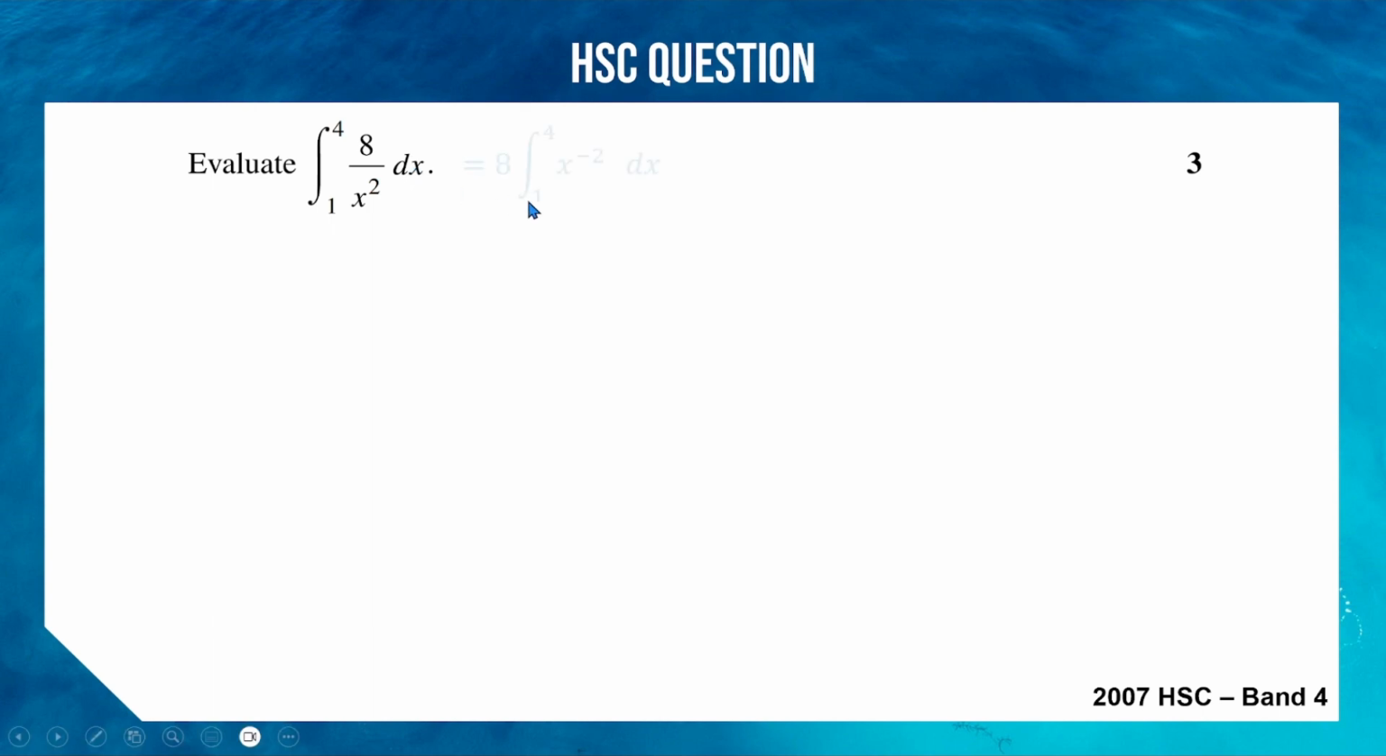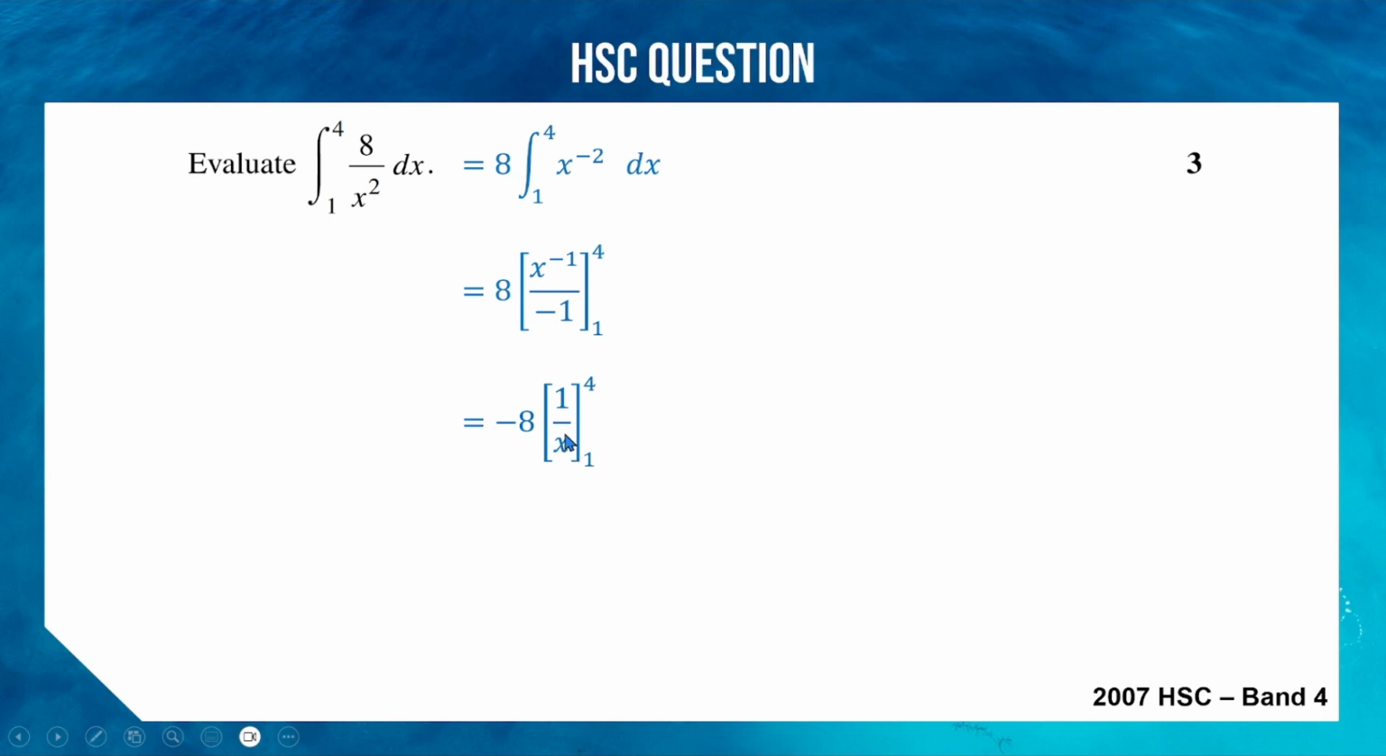Okay, let's start off by bringing the 8 out the front. Like I said, constants out the front makes things easier. Writing 1 over x squared as x to the power of minus 2. Okay, now for the calculus, raising this power to minus 1 and then dividing by the new power of negative 1. Simplifying this a bit by bringing the negative out the front and writing this as 1 over x to make things look a little bit more beautiful.